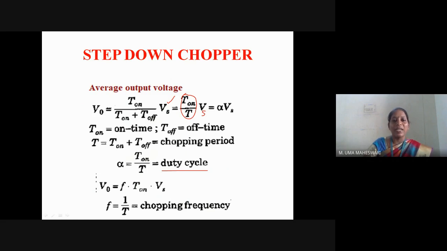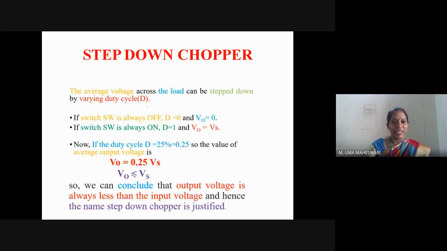What is alpha? T on by T. This 1 by T can also be written as F into T on into Vs, where F is equal to 1 by T, the chopping frequency. So the average output voltage of step down chopper is alpha into Vs.